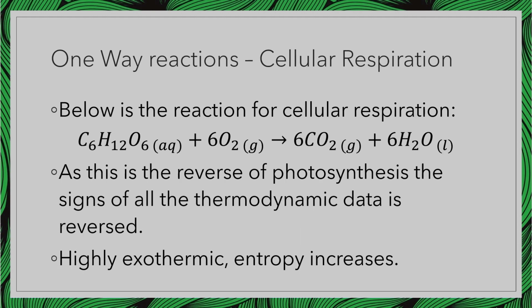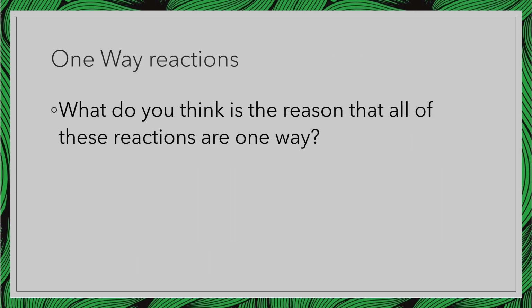But let's look at the reverse of that. Cellular respiration, which is the one that we use in our body. We take in sugar, we take in oxygen, we expel carbon dioxide and water. It's basically at a reaction level, the reverse of photosynthesis. So the signs of all the thermodynamic data are reversed. It's a highly exothermic reaction, entropy increases.